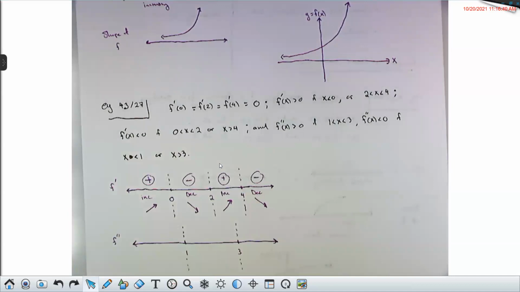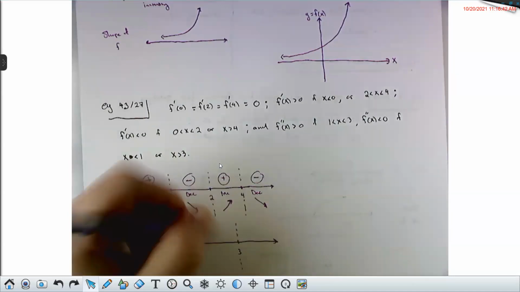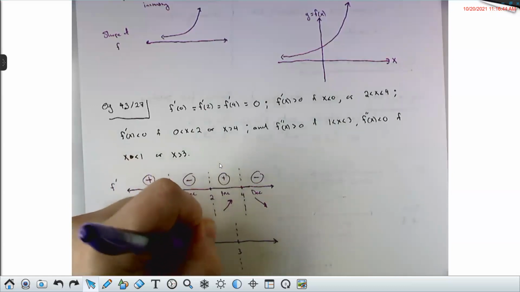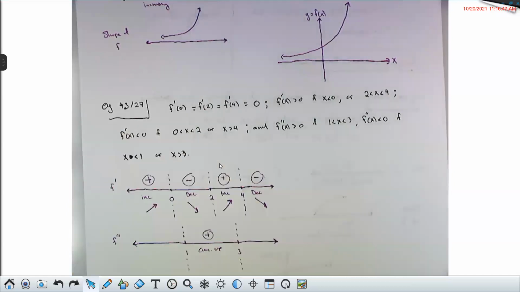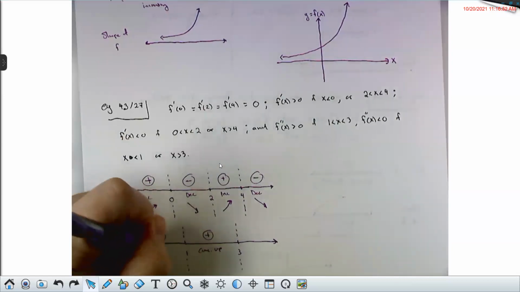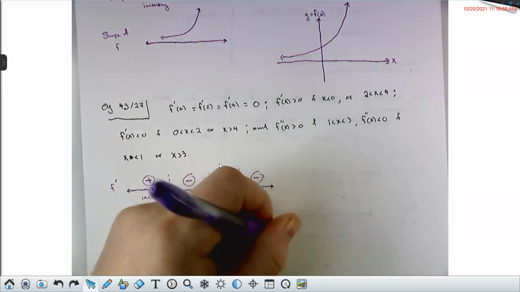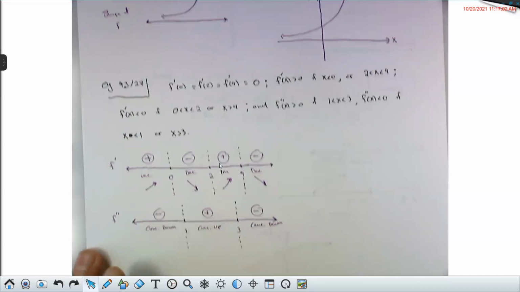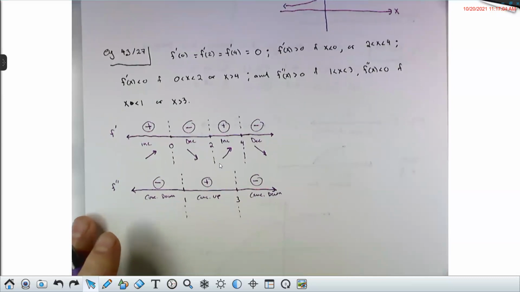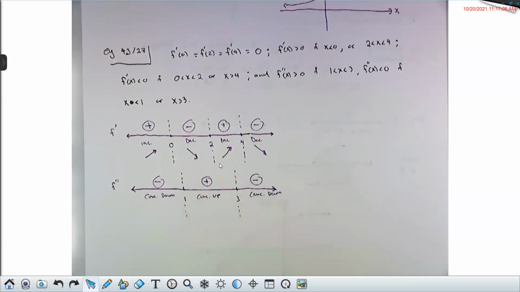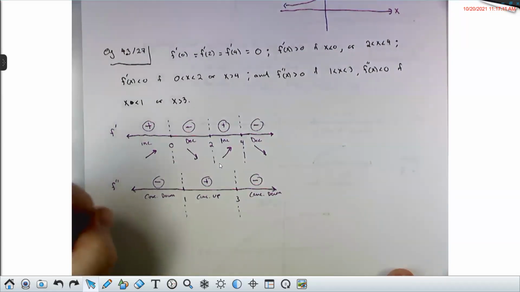So f double prime is positive between 1 and 3. So we're concave up in here. F double prime is negative outside of that interval. So we're concave down here and concave down here. And now that I have these two bits of information, I know where we're increasing and decreasing. I know where we're concave up and concave down. I can draw a number line for the shape of f.